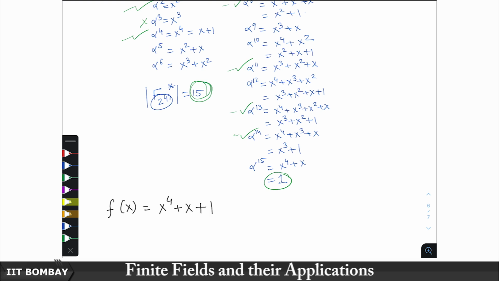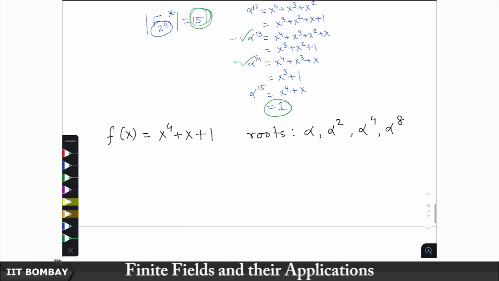What are its roots? Its roots are alpha, then we can raise to the power 2, because we are considering F16 as an extension field of F2, that is F2 to the power 4. So, we raise to the power 2 to get all the other roots. So, alpha squared, then alpha to the power 2 squared, which is alpha^4, and then alpha to the power 2 cubed, which is alpha^8. These are the roots.